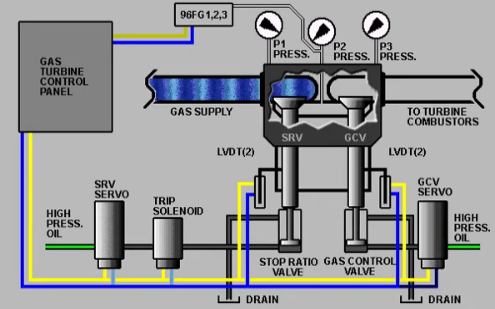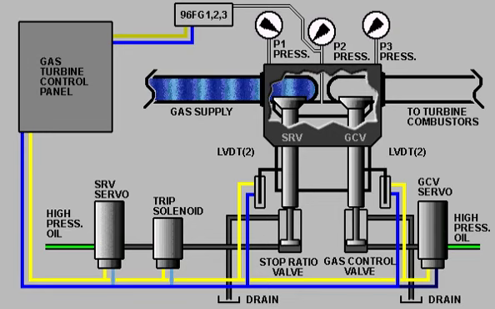Now, let's examine how the control system interacts with the gas fuel system. Notice that gas is supplied up to the stop-speed ratio valve, but the valve is still closed. No hydraulic oil is supplied to the stop-speed ratio valve or to the gas control valve.